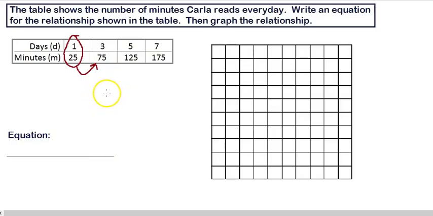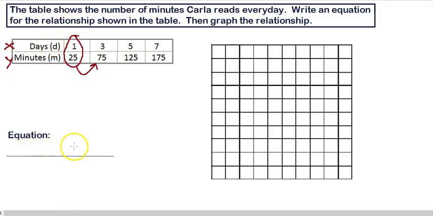Well, first you want to identify what the independent variable is and the dependent variable. And as we have discussed before, y is usually the dependent variable. So that's going to be the number of minutes. And days is the independent variable, and that's the x. Okay? So when you write it in the equation, here we're going to change the x to the d and the y to the m.